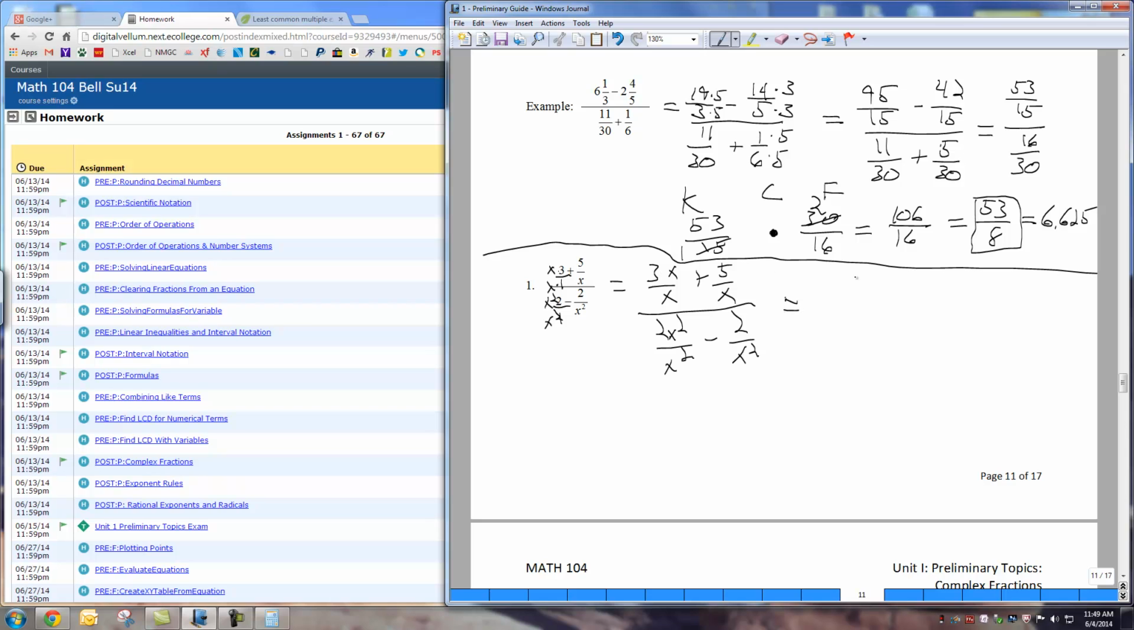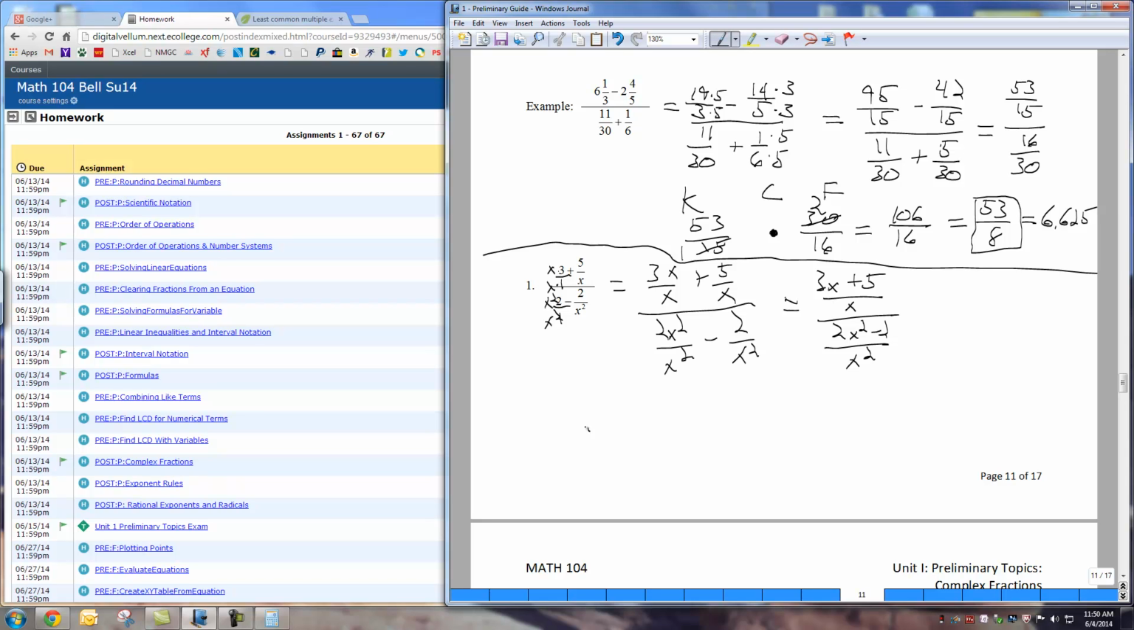However, 3x and 5 are not like terms, so as far as I can go is 3x plus 5 over x divided by 2x squared minus 2 over x squared. Now I have a fraction over a fraction. I couldn't invoke keep, change, flip here because I have a split denominator, all right? So you want to have one fraction divided by one fraction. And even though there's multiple things in the numerator, this is still one fraction. So I'm going to invoke keep, change, flip.